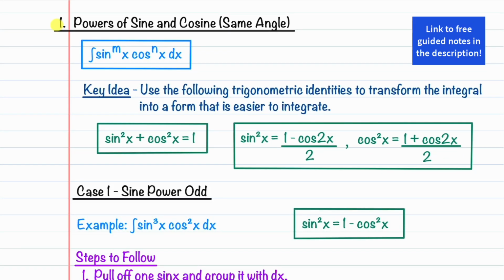We'll begin by learning how to evaluate trigonometric integrals involving powers of sine and cosine. These integrals look like this. The key idea is to use the following trigonometric identities to transform the integral into a form that's easier to integrate. The trigonometric identities that we're going to use are the Pythagorean identity, sin²x plus cos²x is equal to 1, and then the power-reducing identities for sin²x and cos²x.